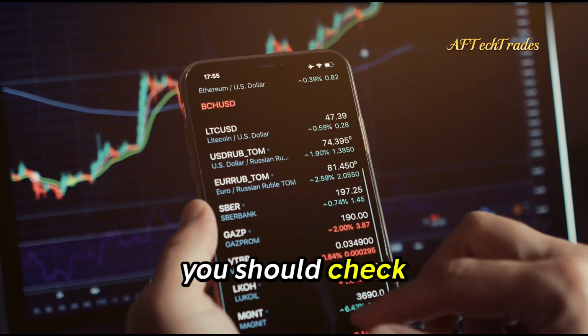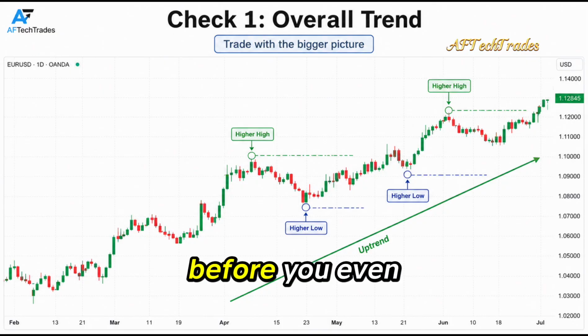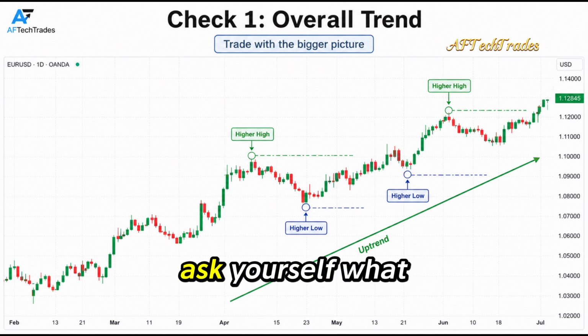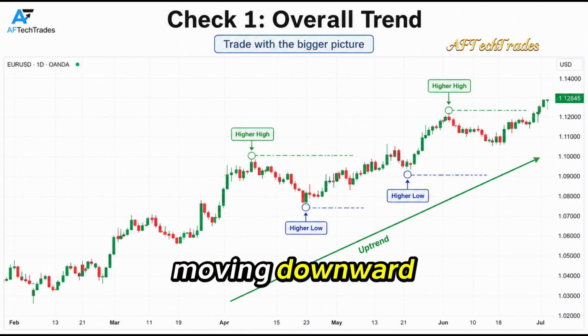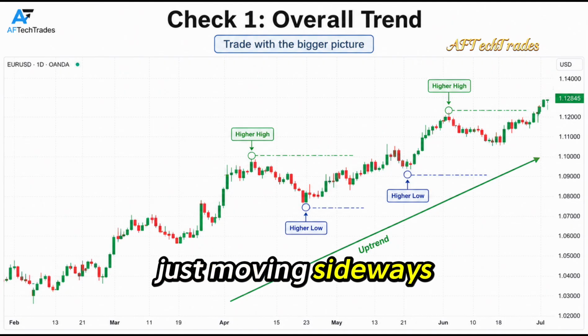The first thing you should check is the overall trend. Before you even think about buying or selling, ask yourself, what is the market mainly doing? Is price mostly moving upward? Is price mostly moving downward? Or is price just moving sideways?